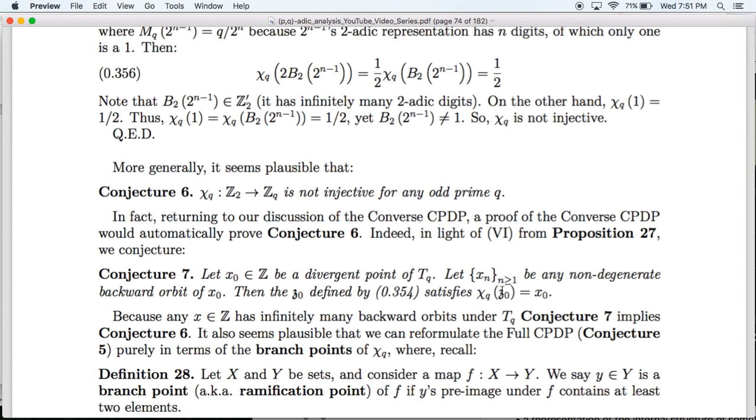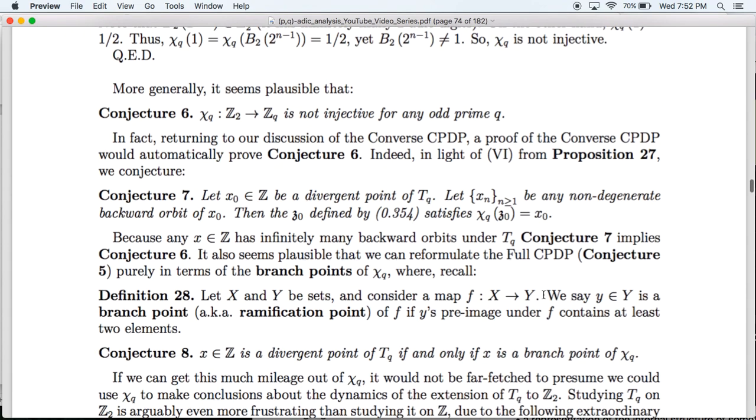So what it really is saying is that if this conjecture is true, chi q is multi-valued at x0 precisely when x0 is a divergent point. The periodic point correspondence principle tells us that at any periodic point of tq, chi q is going to automatically be injective. There is one and only one two-adic integer that chi q sends to any given periodic point of tq.